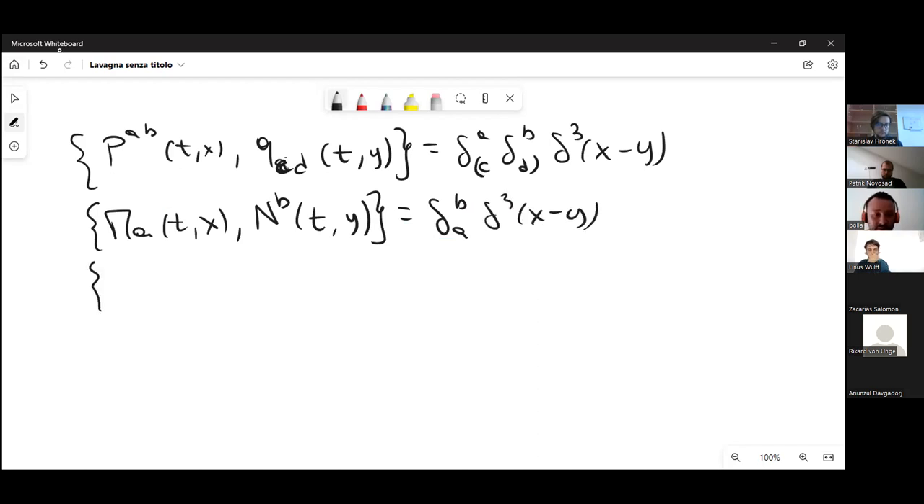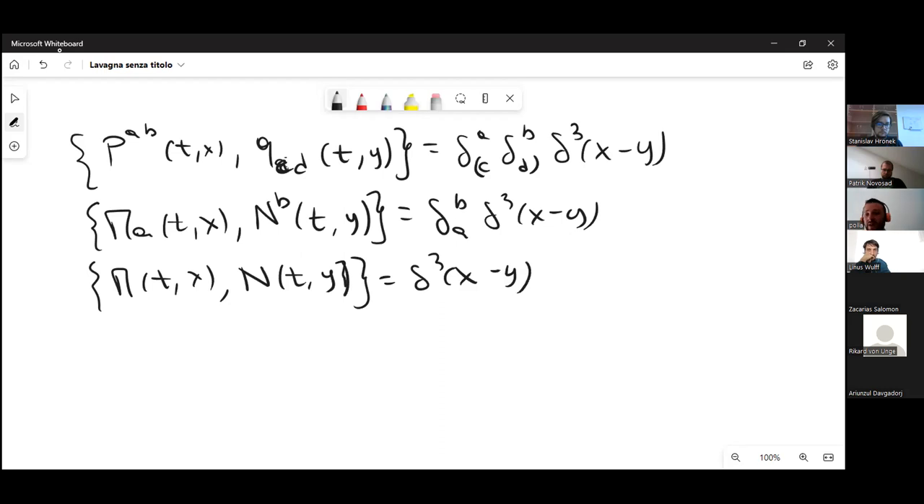And the last one, which is pi and n. This is just delta x minus y. And all the other Poisson brackets are vanishing. So using this, we can also compute other Poisson brackets between the Hamiltonian and variables, which I'm going to do right now, because this is important.